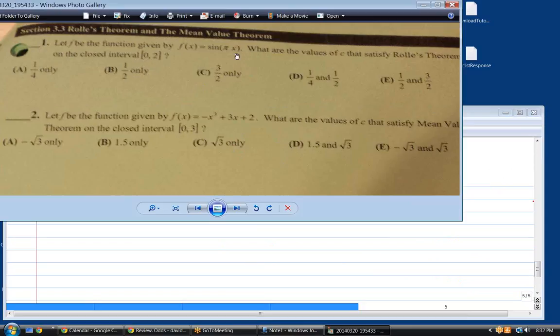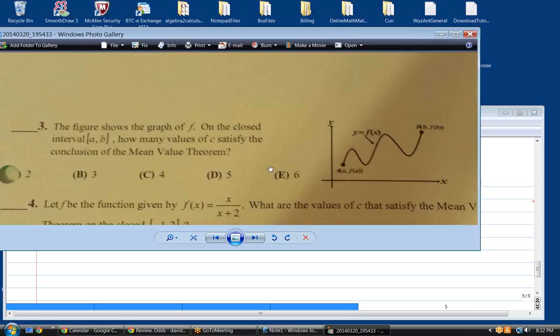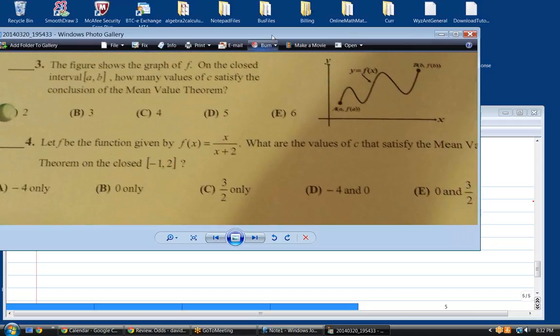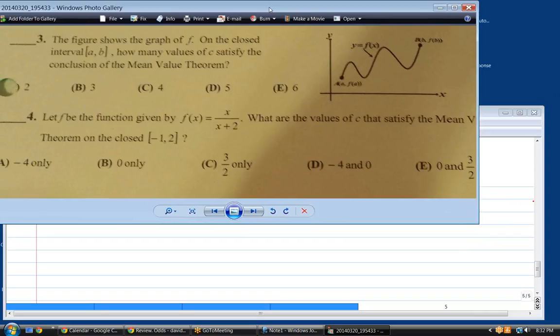Is that all on this page? I think there's one more. Oh, yeah. Sometimes my thing doesn't work unless I click it differently.